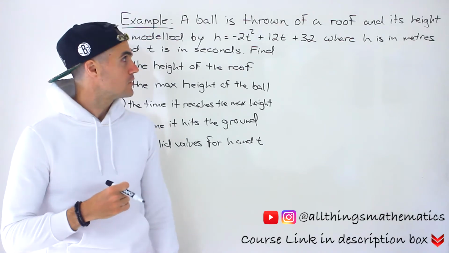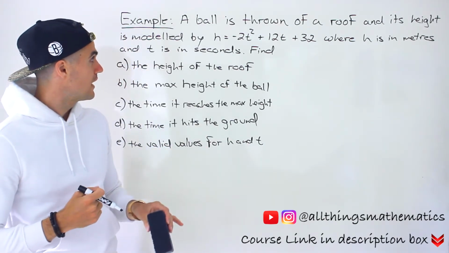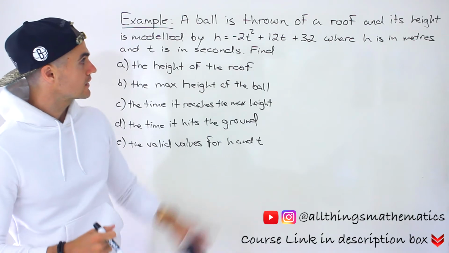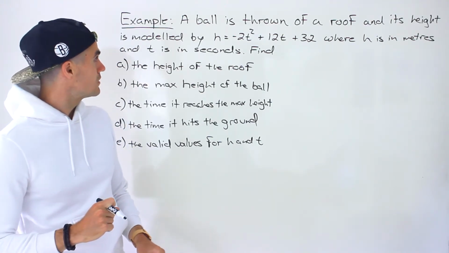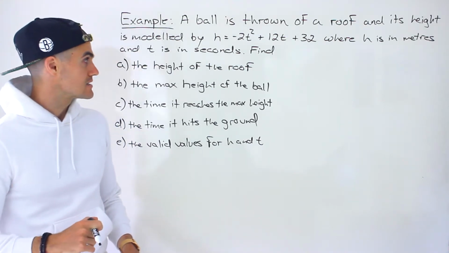We have a word problem to deal with. So we're told a ball is thrown off a roof and its height is modeled by this quadratic, negative 2t squared plus 12t plus 32, where h is in meters and t is in seconds.